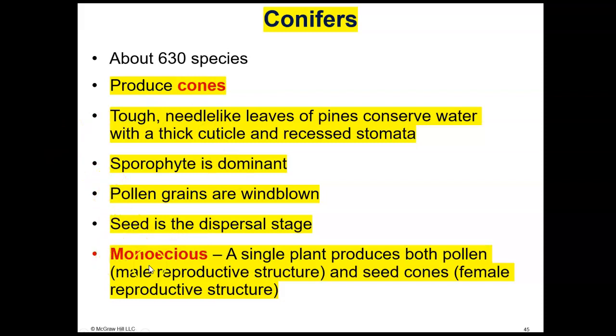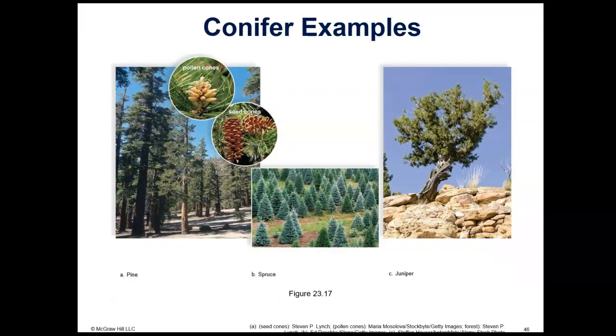Now, you do need to know this term, monoecious. A plant is monoecious when it produces both pollen and seed cones. And if you ever look at a pine tree at different times of year, the seed cone is easy to recognize because that's what we call the pine cone. But the pollen cones, the male cones, are smaller and they grow in clusters. They look like this. A lot of us are allergic to the pollen that is produced by the pollen cones of the pine tree.